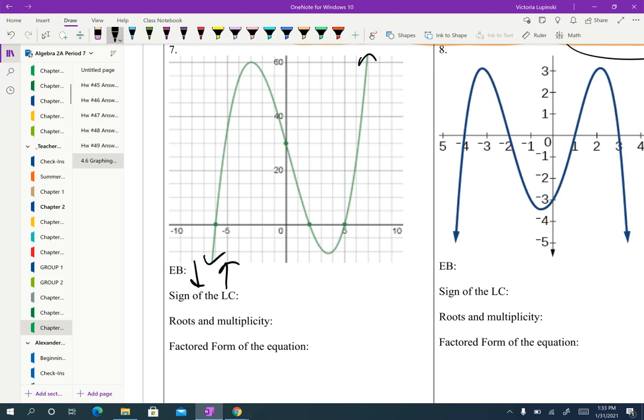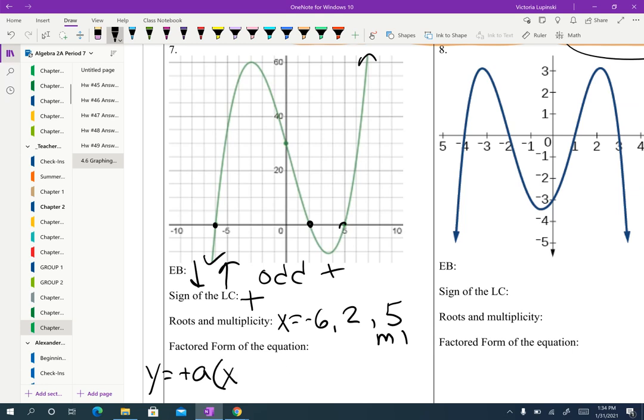The only way that you can have end behavior of down, up is if you are odd and positive, so the sign of the leading coefficient has to be positive. So you could start by saying y equals positive a, or again, just a. For the roots and their multiplicity, you're going to go from left to right, denoting any special cases. So here at negative 6, the graph crosses, and also here at positive 2 and positive 5. Because the graph is crossing at each of those places, those are all multiplicity 1s.